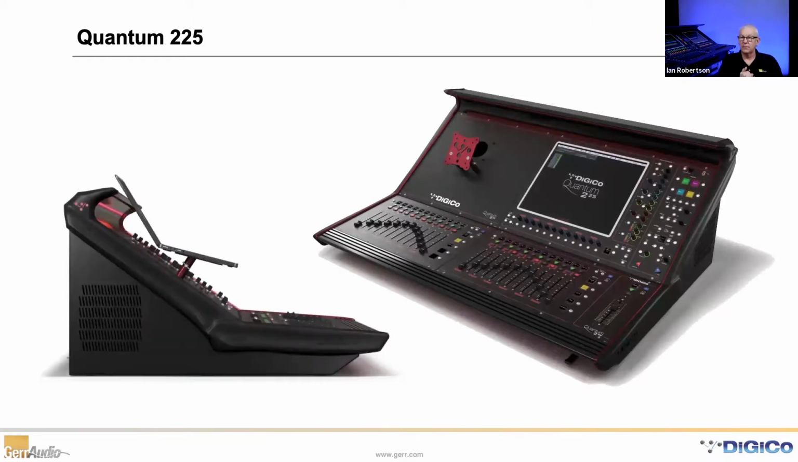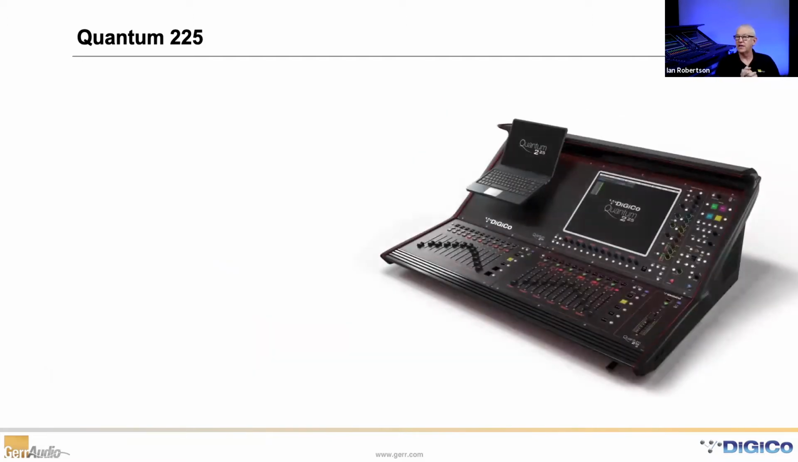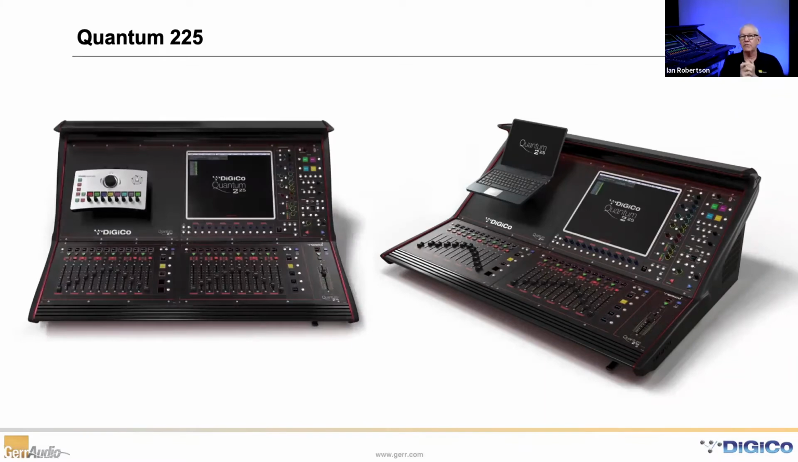And there's a couple of different things that you can do with the mount. One of them is you can get a laptop mount to go on that. That's a slightly different view of the laptop mount. And then there's also the option to add a Clang controller onto the surface of the console, which is another new thing. And once we get our hands on a Clang controller, I think maybe the next session we do might be a run through of all the features of that particular little gem.